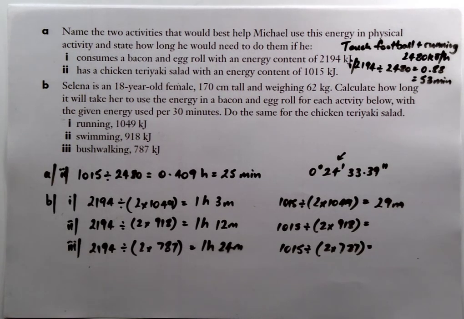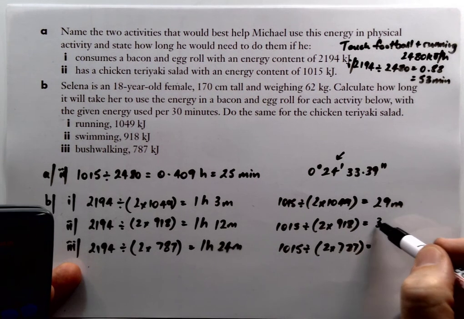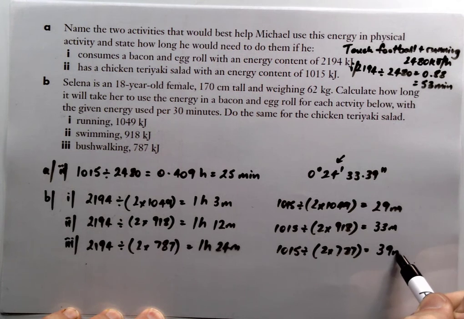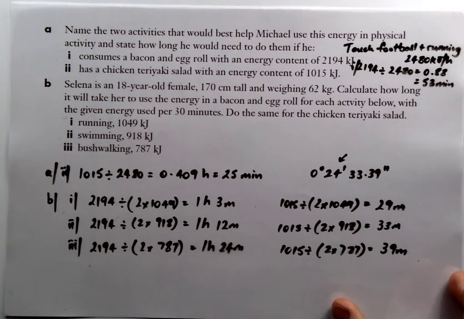Doing it with 918, we'll get 33 minutes. And doing it with the 787, we're going to get 39 minutes to the nearest minute. Let's just straighten that up a little bit.